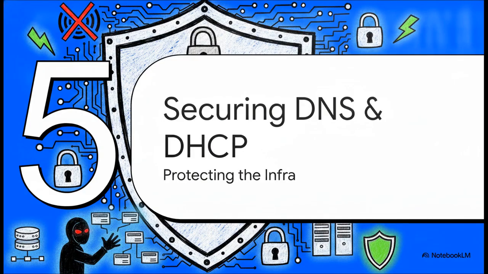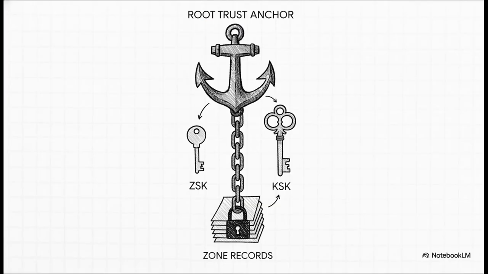Section 5. Securing DNS and DHCP. Protecting the infrastructure. We really need to protect these critical protocols from malicious actors, because if attackers compromise your DNS or DHCP, they literally control your network reality. To prevent attacks like cache poisoning, where an attacker redirects your users to a fake website, we use DNSSEC to create a chain of trust.